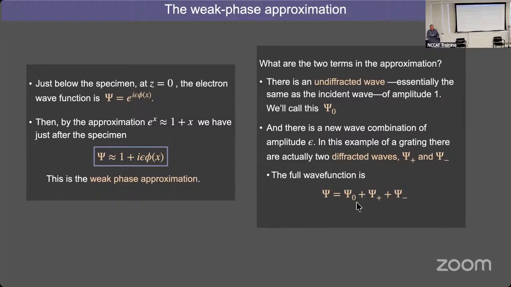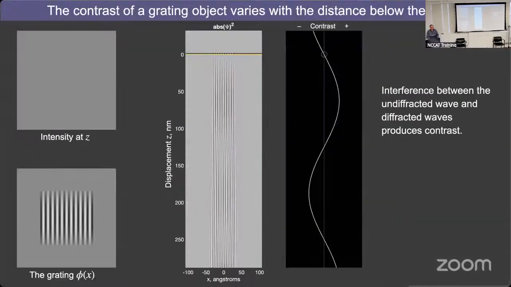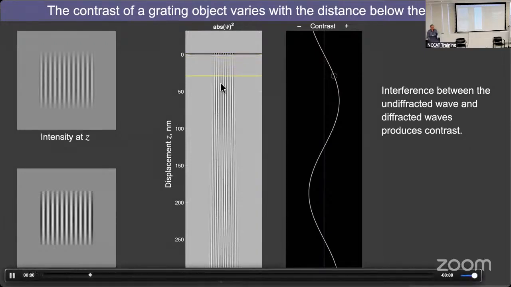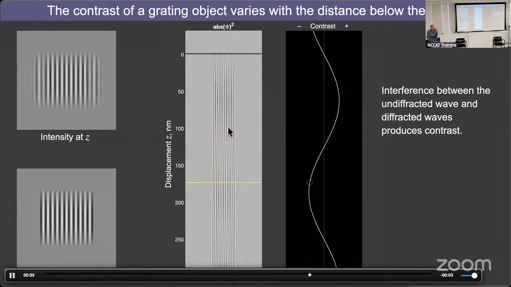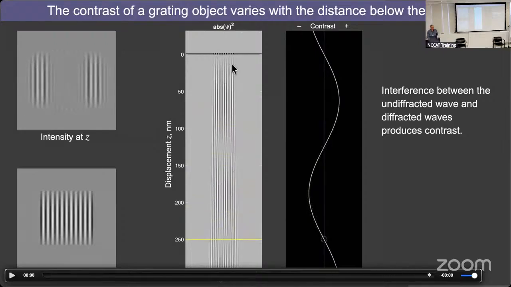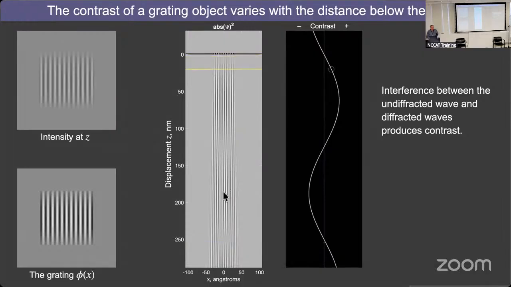And so we can say that the full wave function is this original incident wave plus these 2 diffracted waves. Okay, so if we now look from the side at the magnitude of waves below the specimen, here's what we see as we move farther away from the specimen. We start out, there's no contrast here, and then there is contrast, and then there's no contrast here, and then there's contrast. I'll play a little movie again.